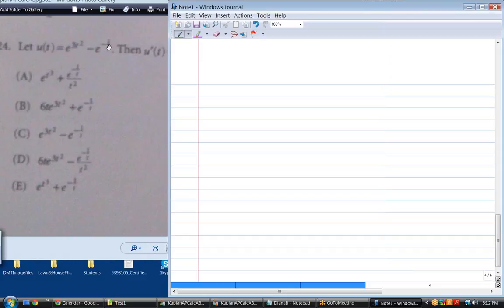We have the subtraction of two functions. That's the derivative of the subtraction of each. In other words, u prime of t is the derivative of this minus the derivative of this.